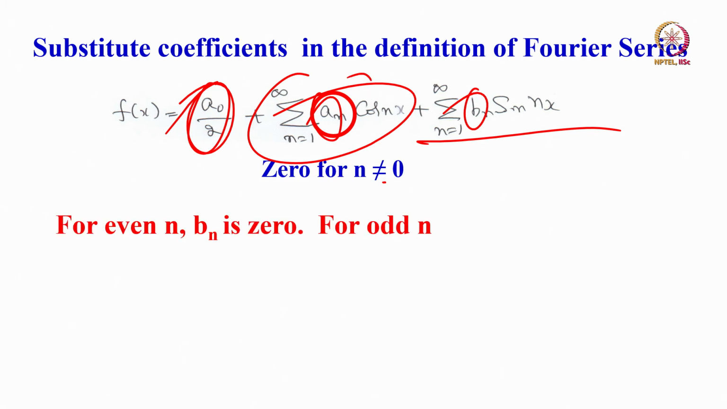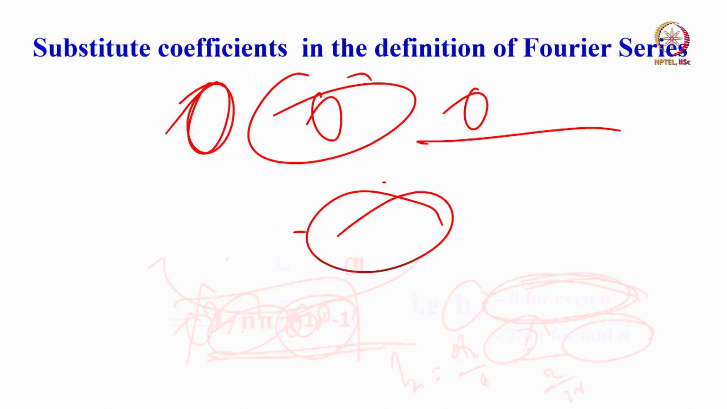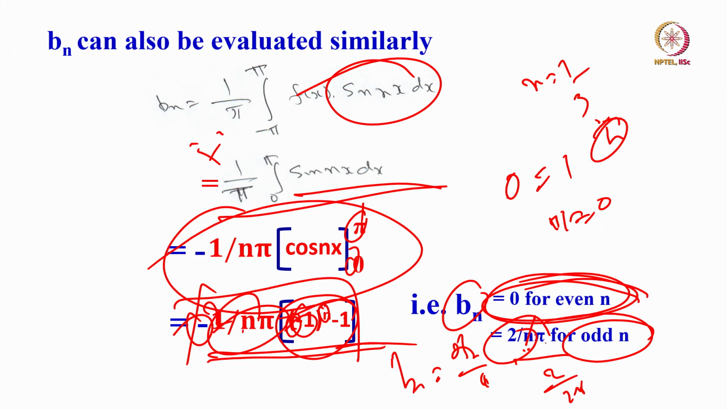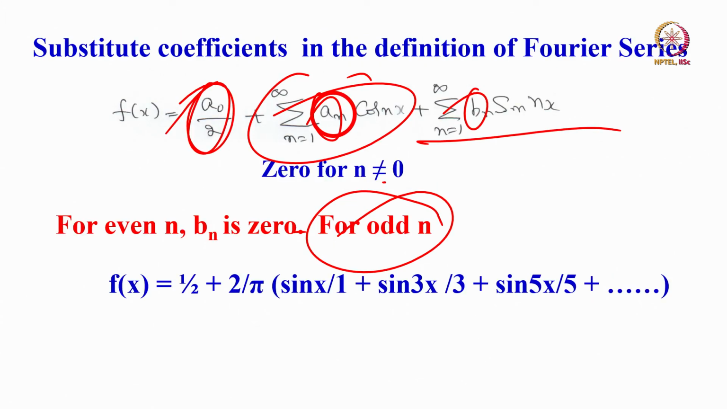Now, for even n, what will happen? bn is 0, and for odd n, you worked it out in the previous one, you do not forget that, we got it 2 over n pi. So, we can work it out now. bn is 0 for even n, and for odd n it is equal to 2 over n pi.